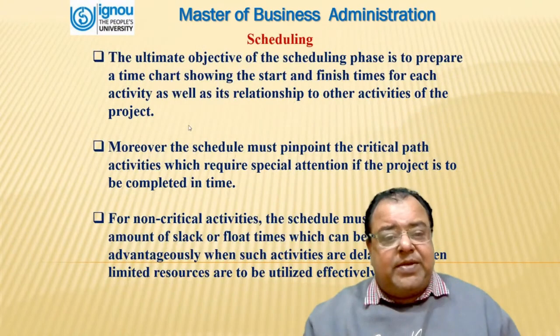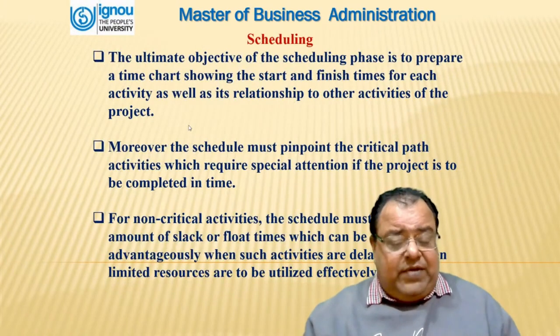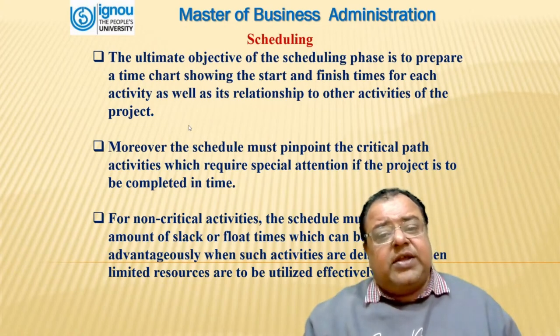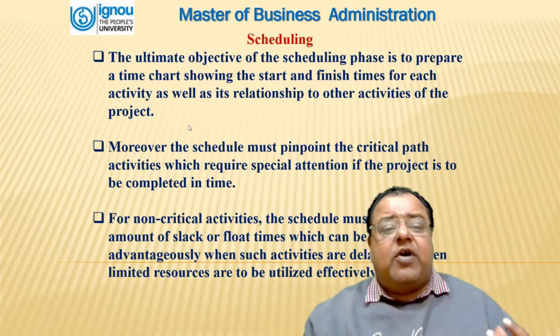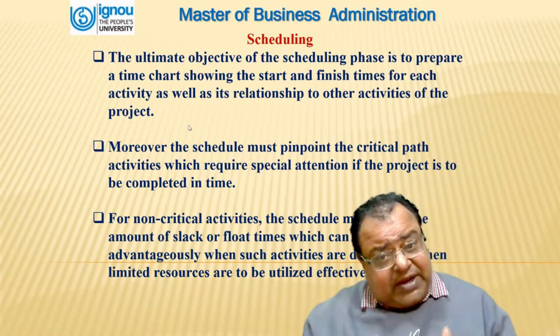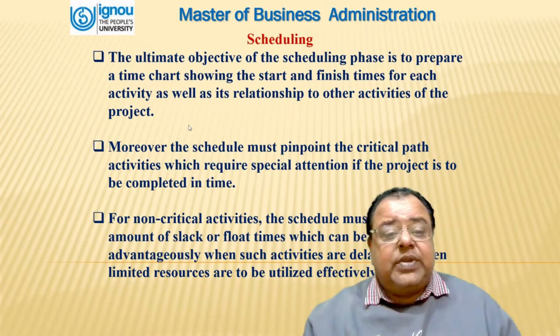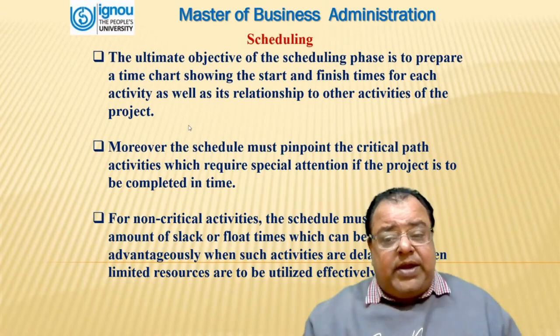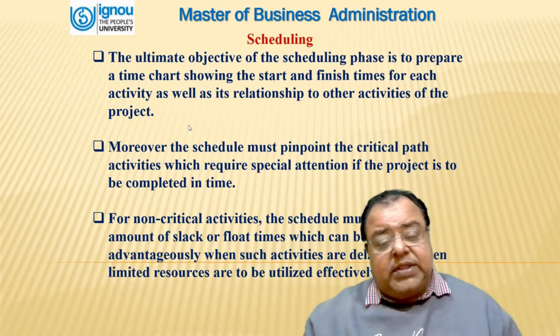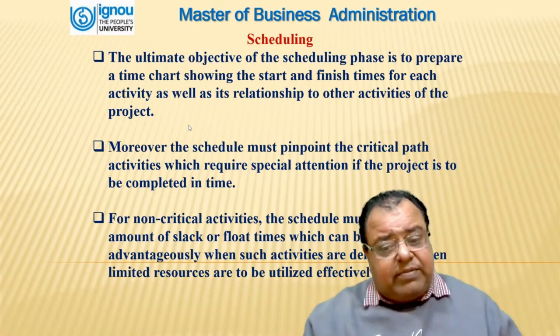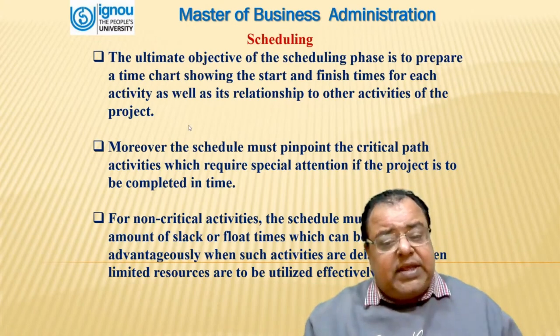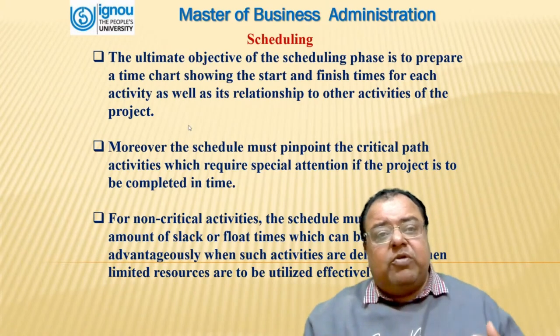Second one is scheduling. The ultimate objective of the scheduling phase is to prepare a time chart showing the start and finish times for each activity as well as its relationship to the other activities of the project. Moreover, the schedule must pinpoint the critical path activities which require special attention if the project is to be completed in time. For non-critical activities, the schedule must show the amount of slack or float time which can be used advantageously when such activities are delayed or when limited resources are to be utilized effectively.